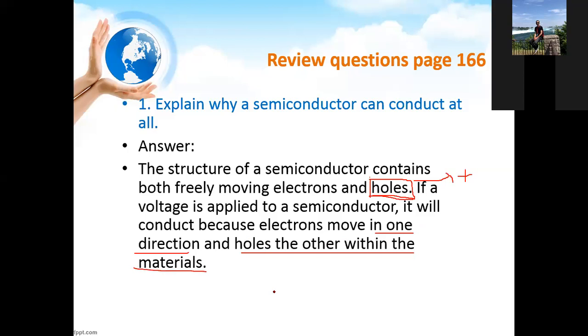Normally, the electron carries the conduction and is responsible for it. But in a semiconductor, holes and electrons are both responsible for the conduction. That's why a semiconductor can conduct easily. This is the answer to the first question. So let's move on to the second question.